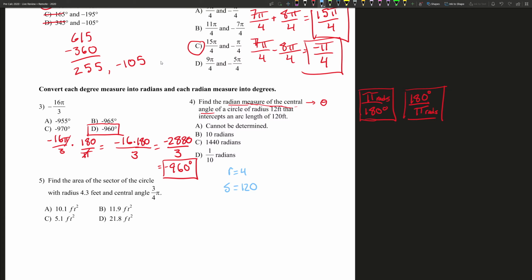So we plug this into our equation: S is equal to R theta. And all we're doing is solving for theta. So we just got to do a little bit of algebra. Okay, so 120 is equal to 4 theta. So theta is equal to 120 divided by 4, which is, oh, my bad, I did this wrong. S is correct, R was 12 though, so I have to backtrack just a little bit.